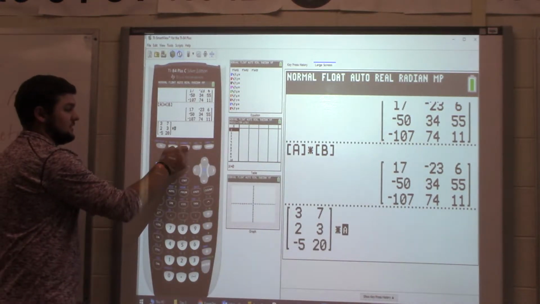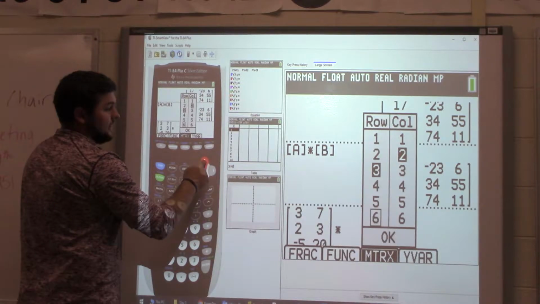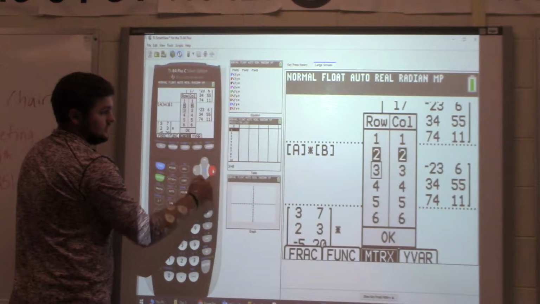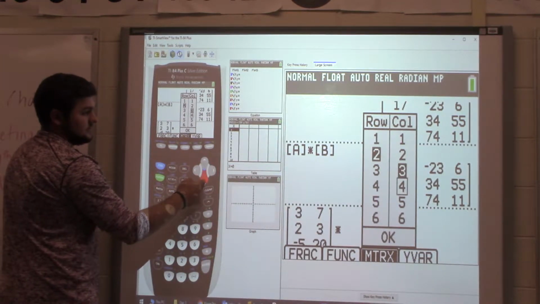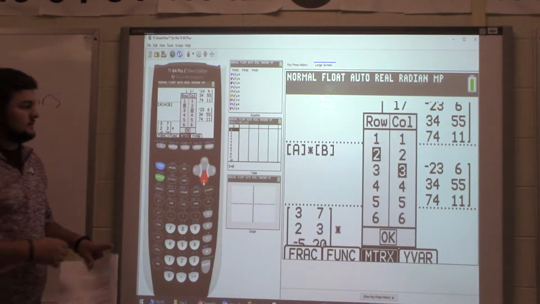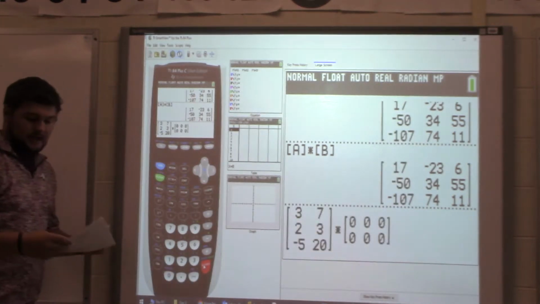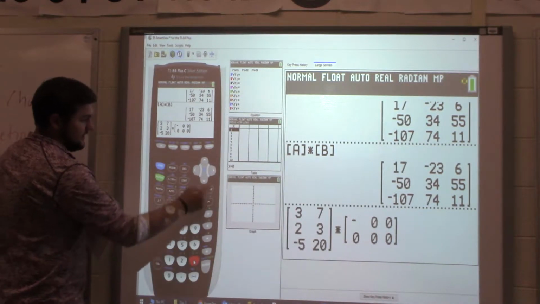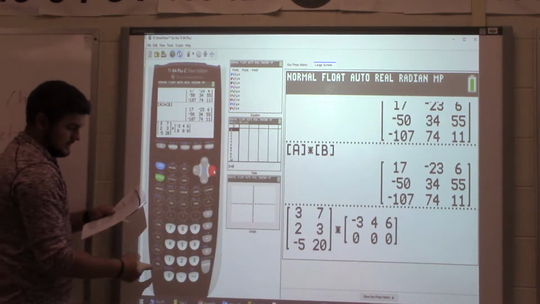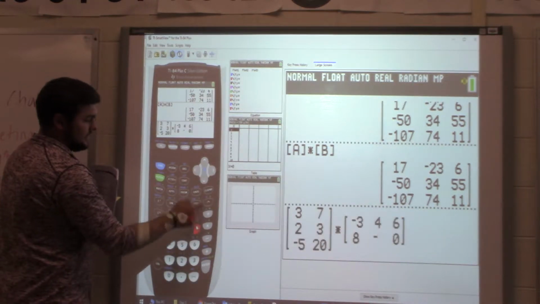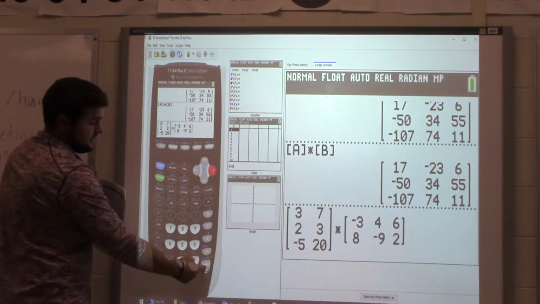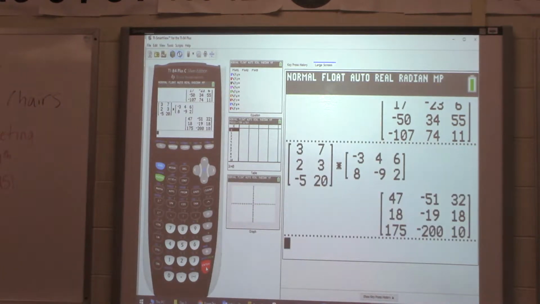Hit alpha zoom. This one I want a 2 by 3. So I'm going to hit 2 rows, 3 columns. Hit OK. And I'm going to put that matrix in. Negative 3. Hit the over arrow. 4 over, 6 over, 8 over, negative 9 over, 2 over. Once I have them in, then I can hit enter and it spits out my answer.